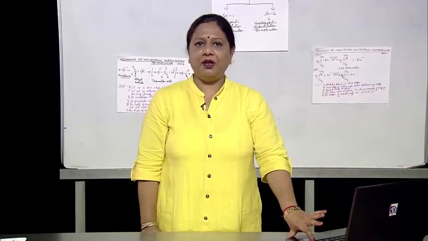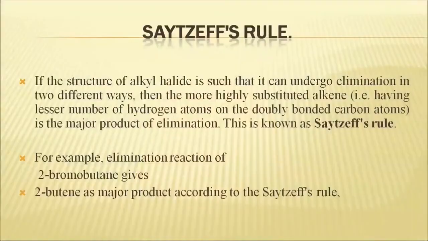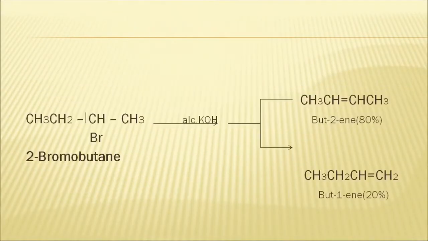For example, we will take 2-bromobutane. Let us see this example, CH3CH2CHBrCH3, 2-bromobutane, when it reacts with alcoholic KOH. So I am taking alcoholic KOH, so a double bonded compound will be formed. There will be 2 double bonded compounds formed, but-2-ene and but-1-ene. But but-2-ene is obtained 80% and but-1-ene is obtained 20%.